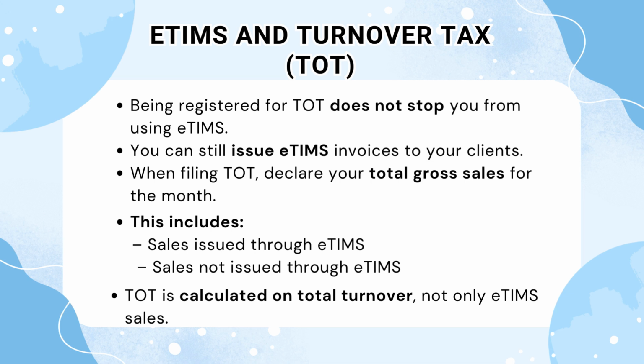At the end of the month, when filing your TOT return, you must declare your total gross sales for that month. This includes sales issued through eTIMS and also sales that were not issued through eTIMS. So turnover tax is calculated on your total turnover, not just the invoices generated in eTIMS. Always make sure you include all your sales when calculating the 1% or 1.5% of your sales.